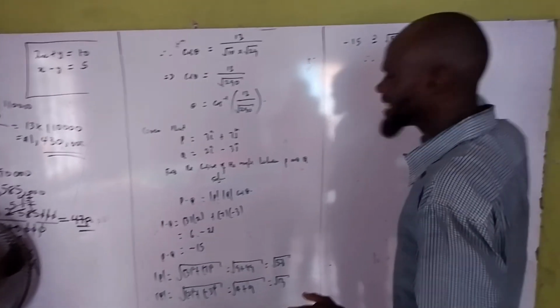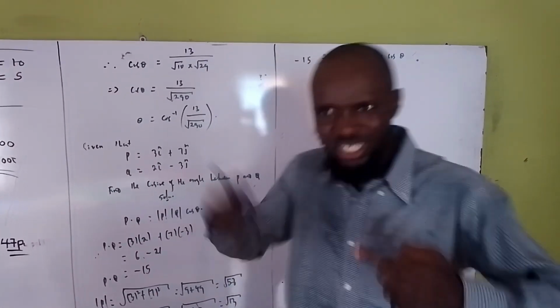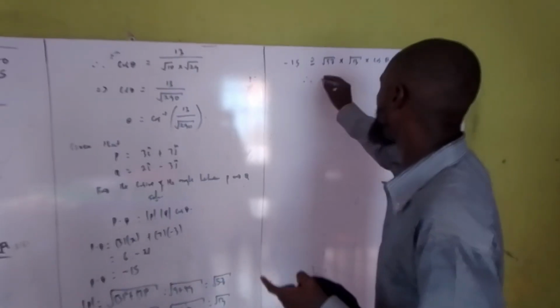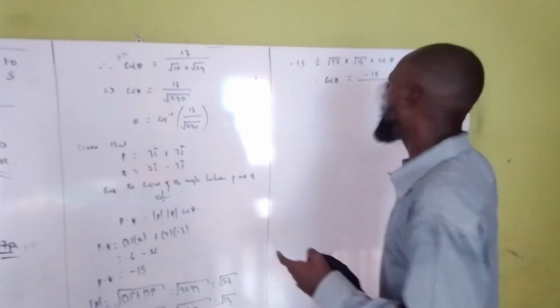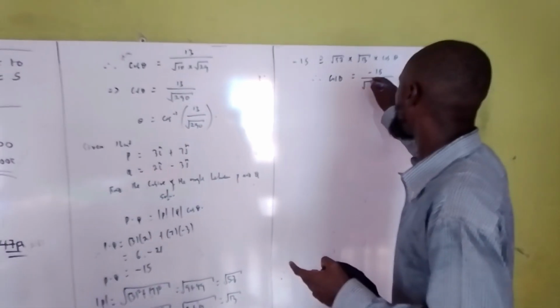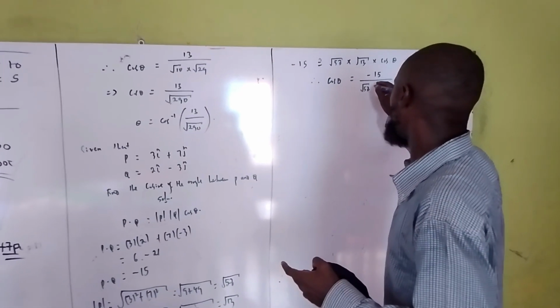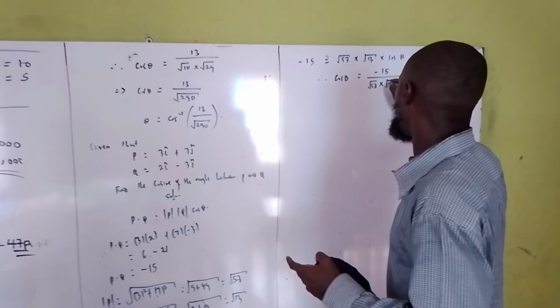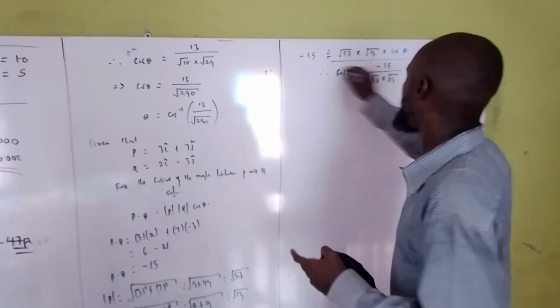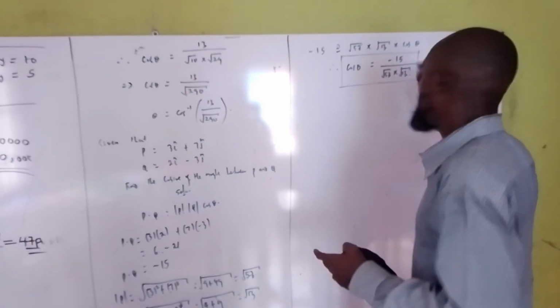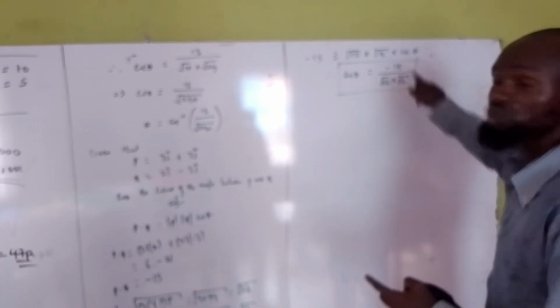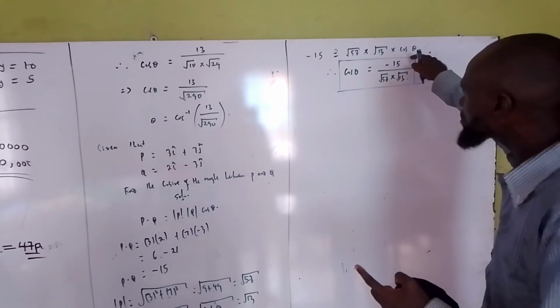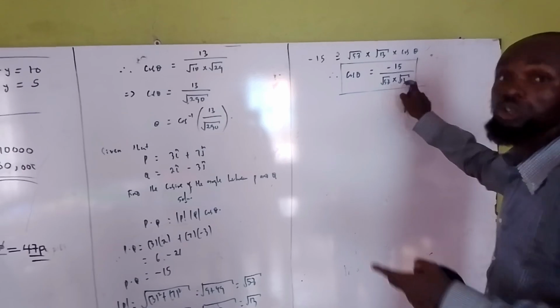Therefore, we want to get the cosine of the angle, that is cos theta. So our cos theta is equal to minus 15 over the square root of 58 multiplied by the square root of 13. Yes, it is possible that we can multiply 58 and 13, everything in square root, as an answer. So it will be minus 15 over the square root of the product of this.